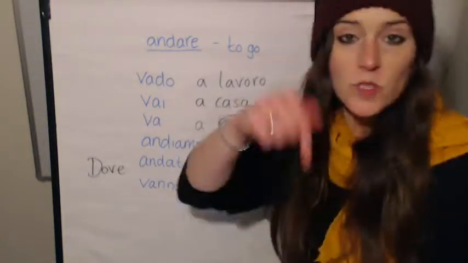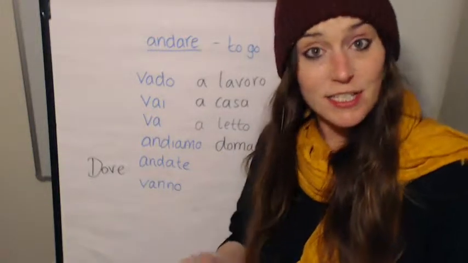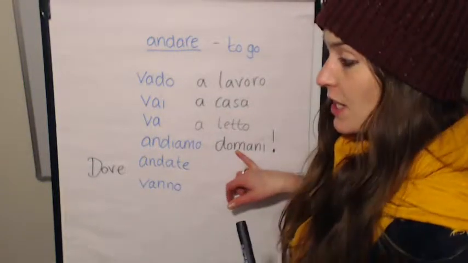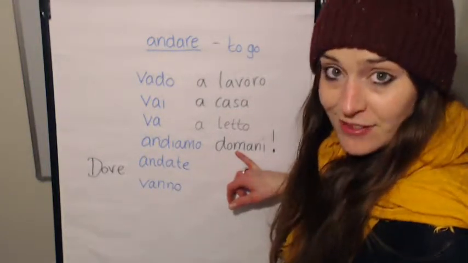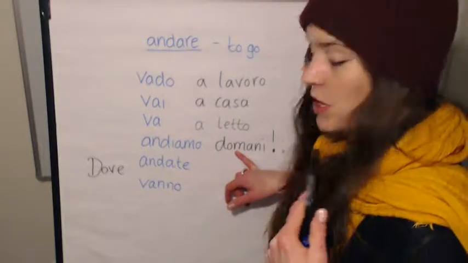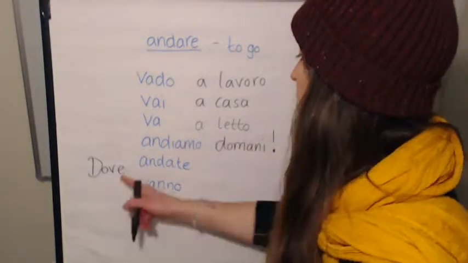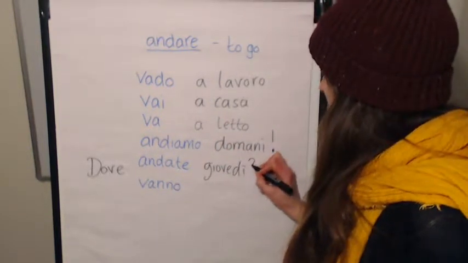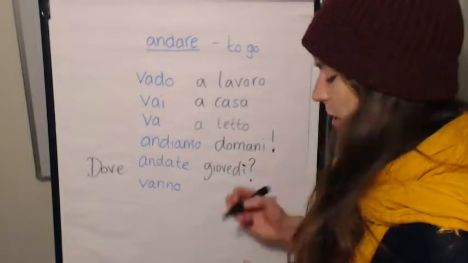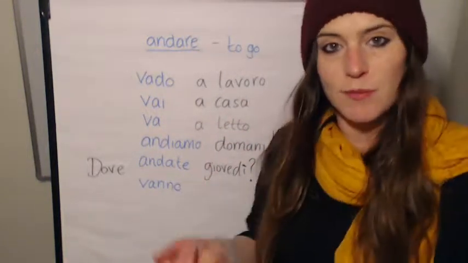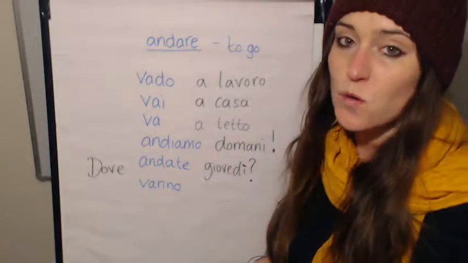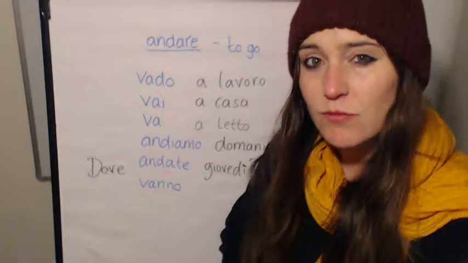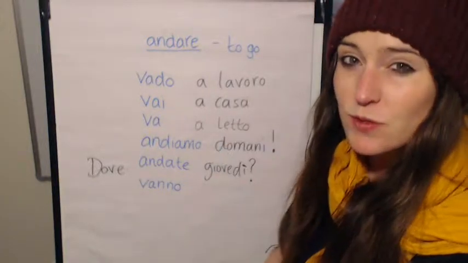So, oggi è martedì, it's Tuesday. Domani è mercoledì. Il dopodomani è, so that's the day after tomorrow, è giovedì. So we're going to say, dove andate giovedì? Remember, Italian, that's a little grave accent there. Italian doesn't use capital letters for things like days of the week or months of the year. Sometimes you might see them in capitals, but it's not like English, so don't. That's why I don't put them in capitals when I remember.